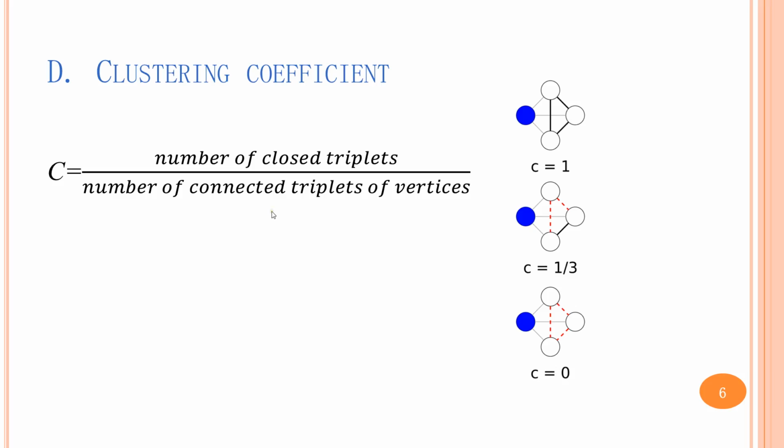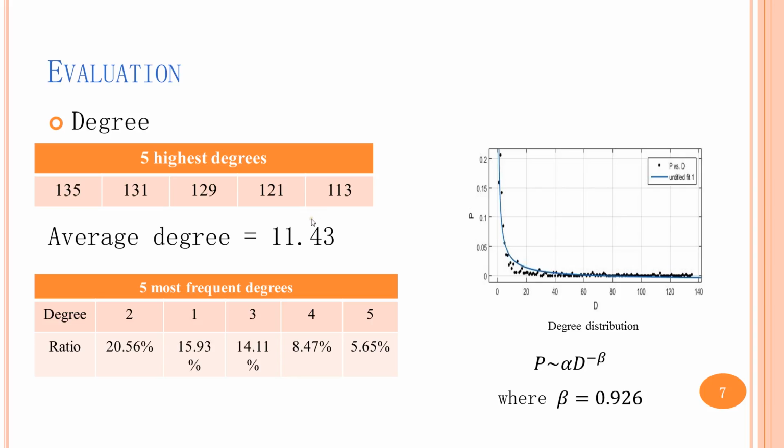At last, I'd like to get the clustering coefficient. Here's the equation, how it is defined. Actually, the clustering coefficient just simply indicates the level that the nearby nodes tend to tie together. Alright, these are the major work I've done in this project.